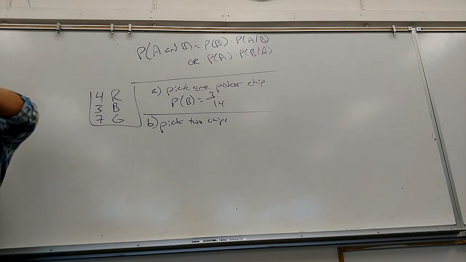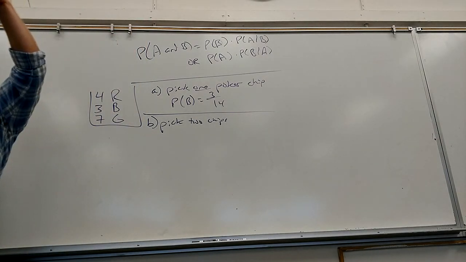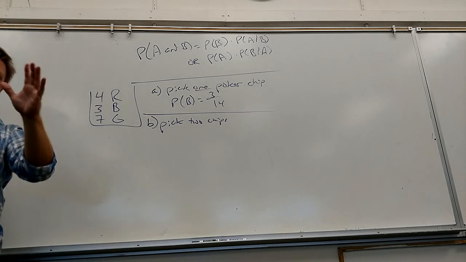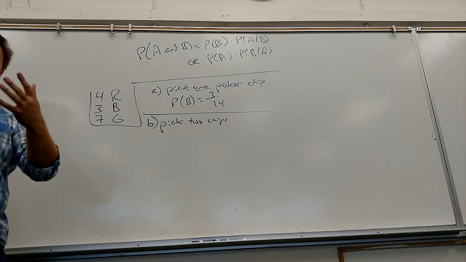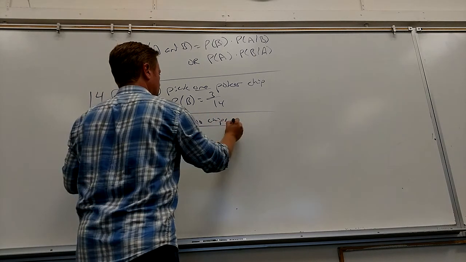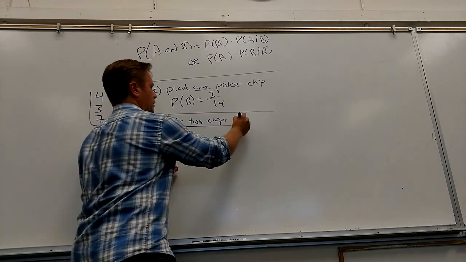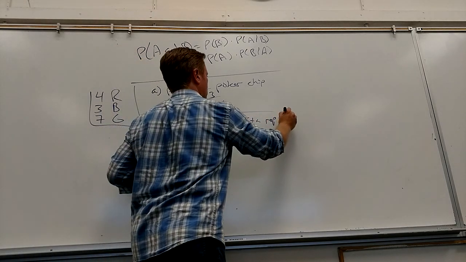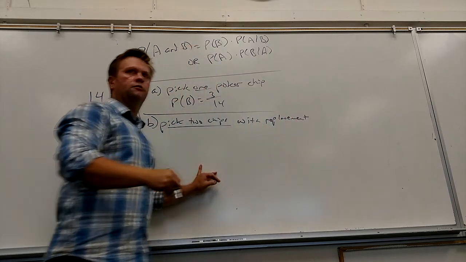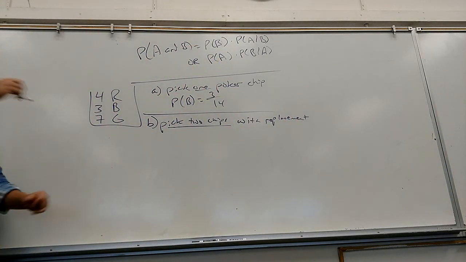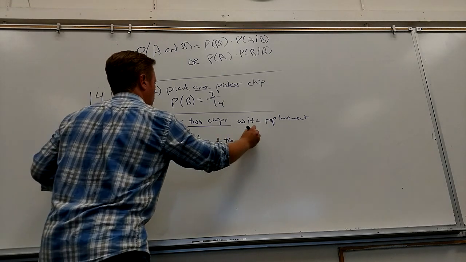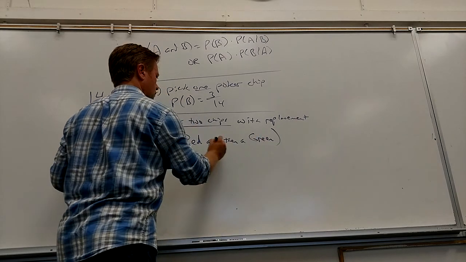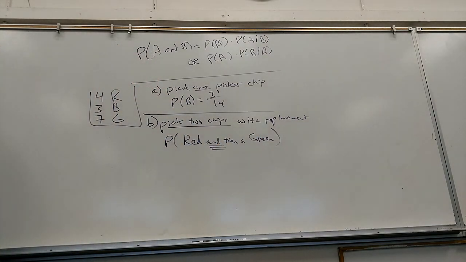So let's do the first way, which is you take it out and then you drop it back in. And why is that kind of preferable sort of mathematically? Because then all the probabilities stay the same. They're all going to be out of 14 still. So pick 2 chips. With replacement is what it's called. With replacement means you put the first one back in before you pick again. What's the probability you get a red and then a green? So what's the probability the first one is a red one?